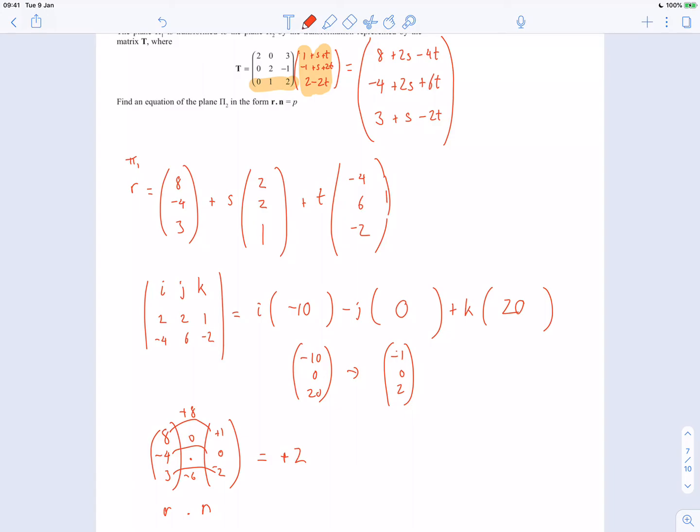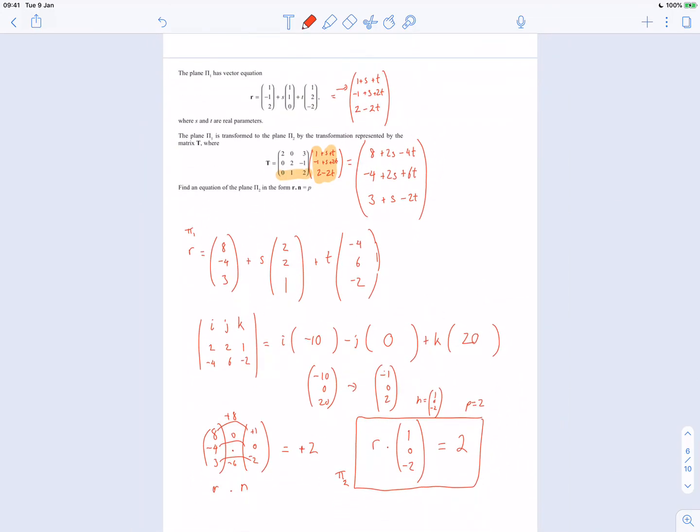The reason why I do that is because now I can do r dot my n, which is now 1, 0, minus 2, and I can set that equal to 2, a positive constant. So in actual fact, my plane pi 2 has equation r dotted with 1, 0, minus 2 just equals 2. So my p equals 2 and my n value is 1, 0, minus 2 as a vector.